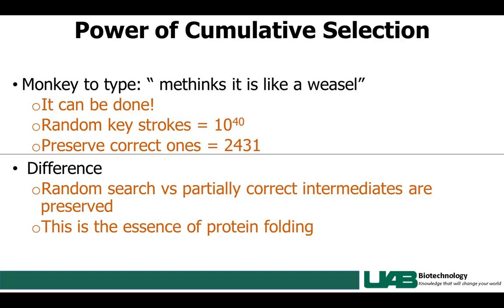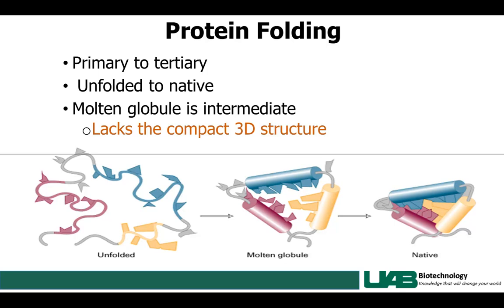All right? And the difference between random versus partially correct intermediates that are preserved is a tremendous, tremendous number between the two. So this is the essence of protein folding, that maybe instead of a protein experimenting or trying each possible conformation, the protein may actually just go through a number of intermediates before it goes from the completely unfolded to the three-dimensional structure that is necessary for its enzyme activity. And so this is what we're talking about.